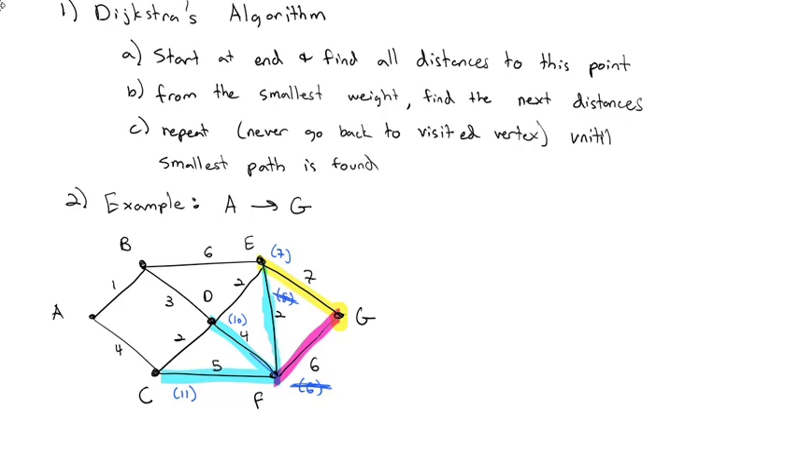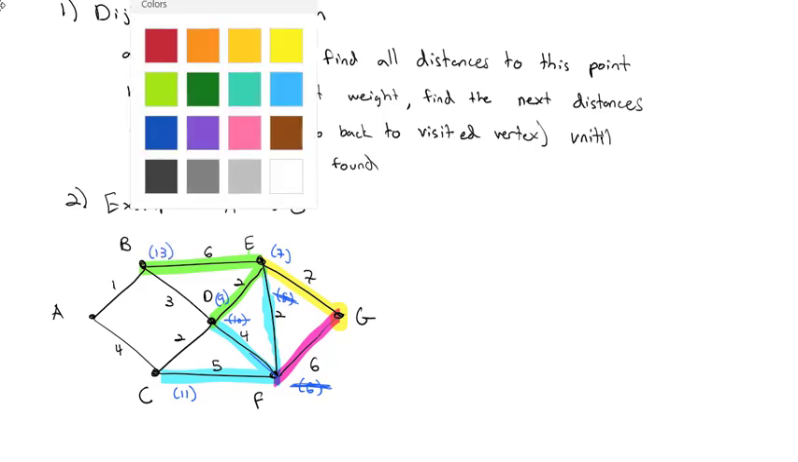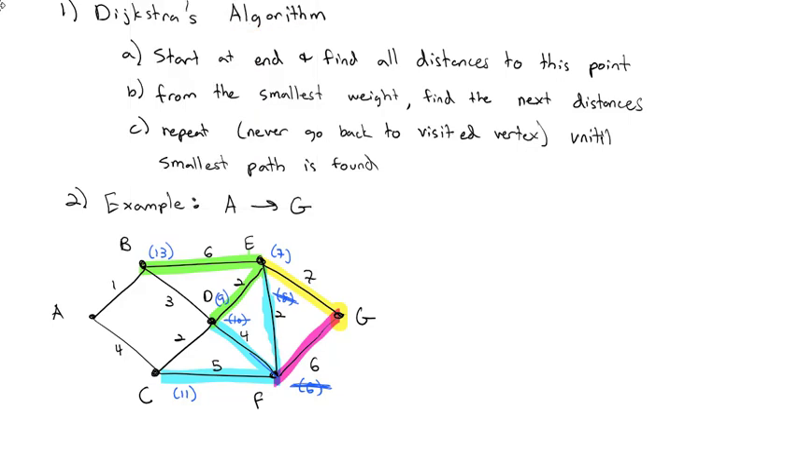So from the 7, I can go down or across. If I go down, 7 plus 2 gives me a total distance of 9, which beats the 10. So we'll cross that off. If we go across, we get 7 plus 6, which is 13. And now I need another highlight color. Let's see. The smallest number now is the 9.